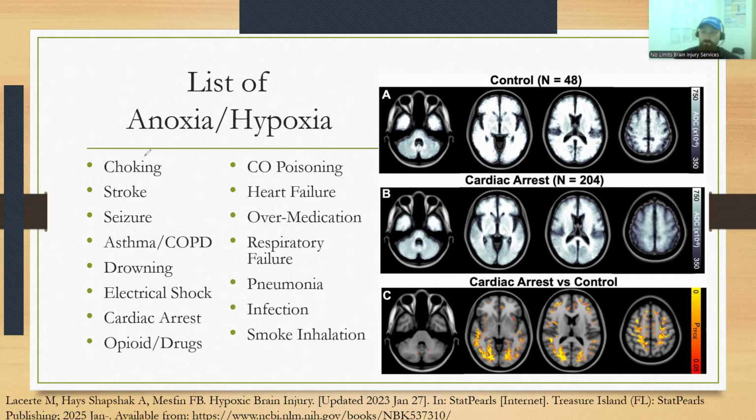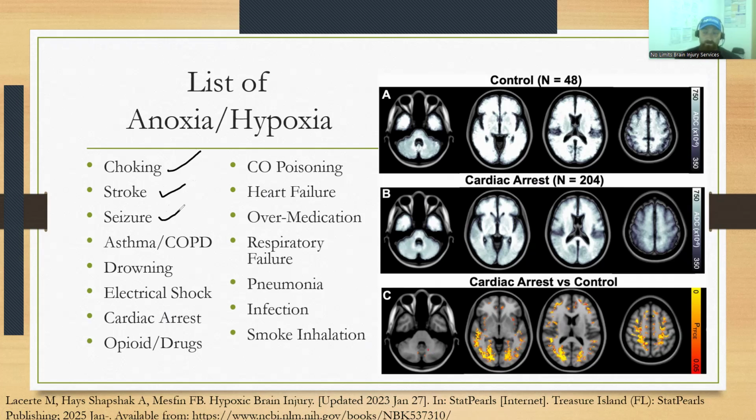Think about choking. That's kind of obvious. If you cannot breathe, you're causing an oxygen deprivation. Stroke, we talk about that. Not that the blood's not flowing, it's just not getting to the tissues. Thus, the tissues are dying off. We see that commonly with stroke.